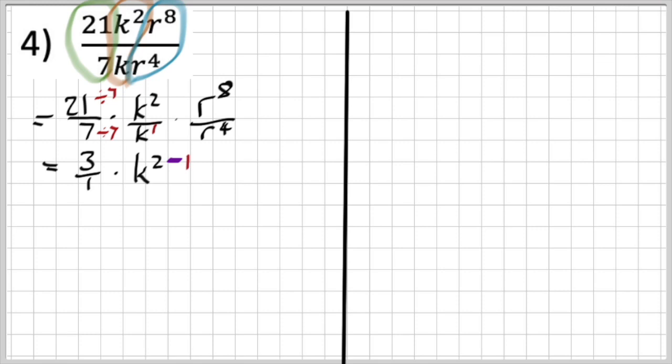And what about the r's? I can repeat this process. R to the 8 minus 4. This gives me a final answer of 3k times r to the power of 4. I hope you get this, ladies and gentlemen. Step by step by step. You do the numbers, you do the k's, then you do the r's.